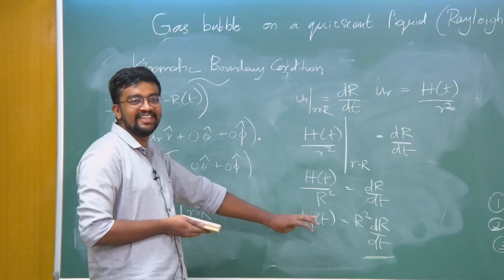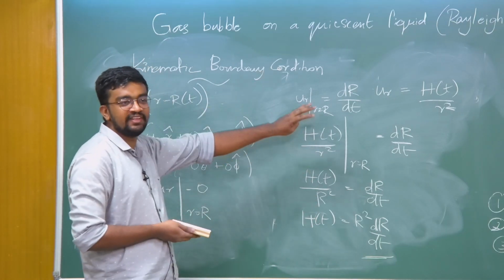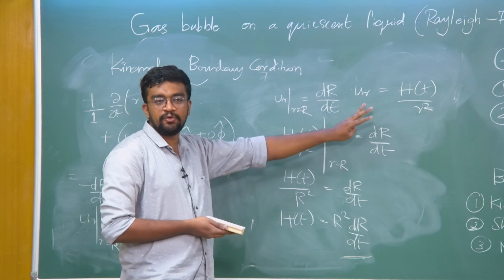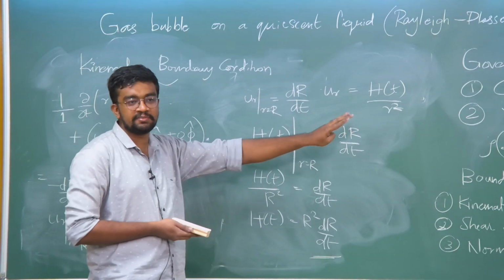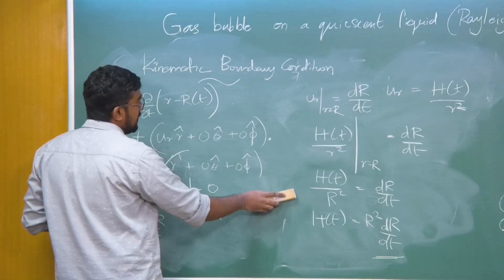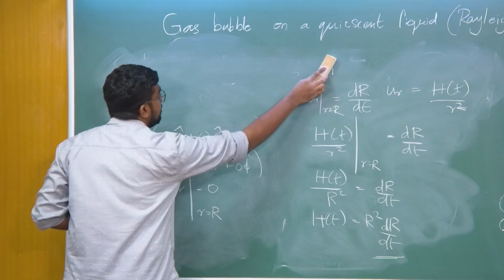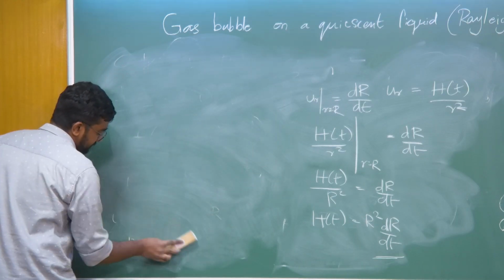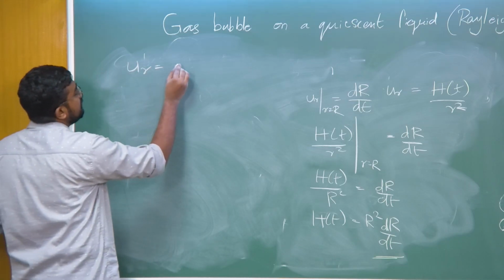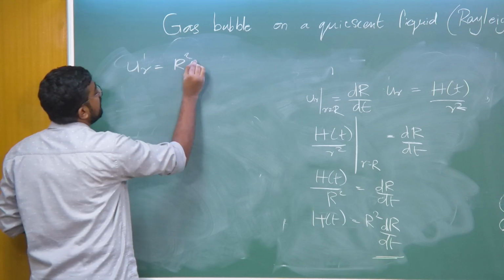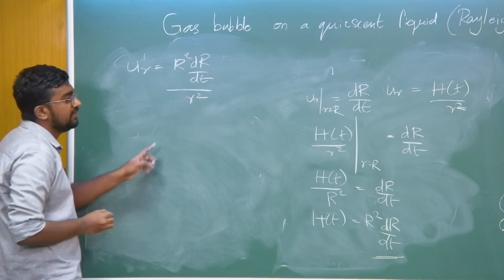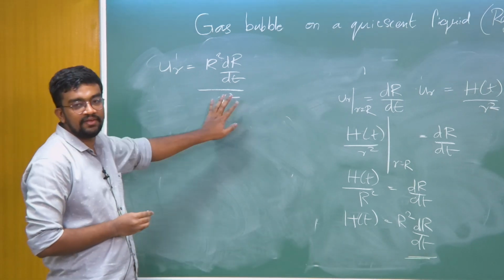I did not do anything big, it was only the radial component of continuity that we solved and got an expression. Then we used the kinematic boundary condition to solve for the constant in that expression. So, now we have the value of u_r. u_r is given by R square dR by dt by small r square. I just substituted the h of t value here.